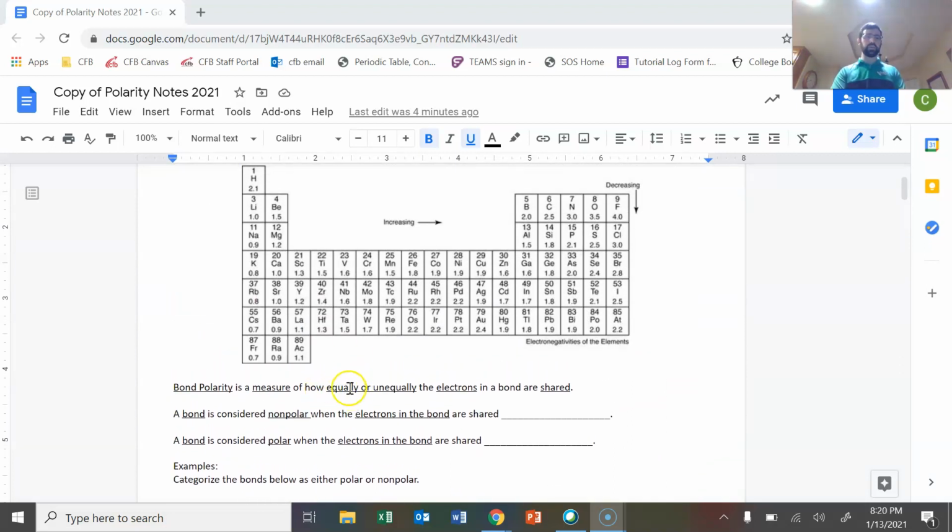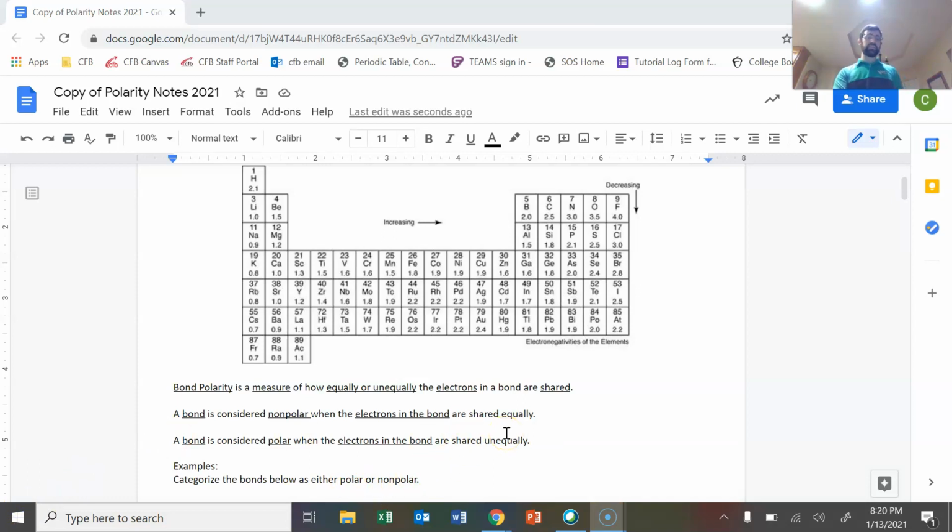That's a measure of how equally or unequally electrons in a bond are shared. A bond is considered nonpolar when the electrons in the bond are shared equally. It's considered to be polar if they're shared unequally. So we have some examples down here.